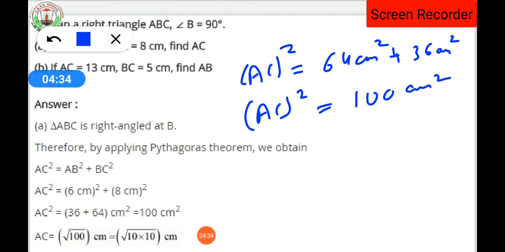Now since we have to find the value of AC, here it is a square. When we transpose this square from the left hand side to the right hand side, it will convert into a square root. When we transpose the power 2, the square, from the left hand side to the right hand side, it becomes a square root.